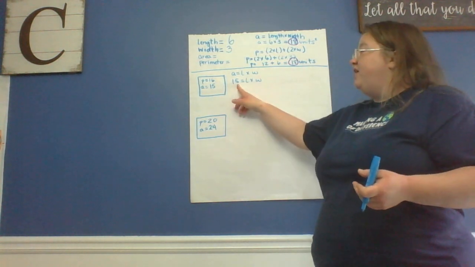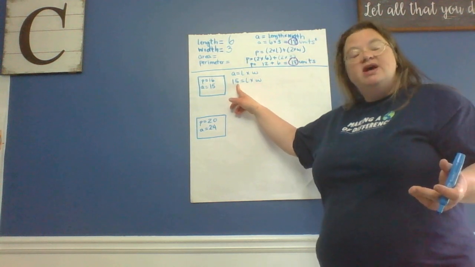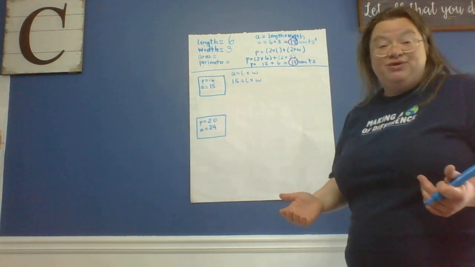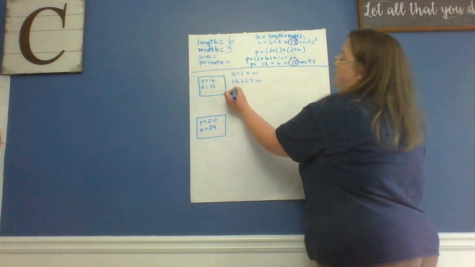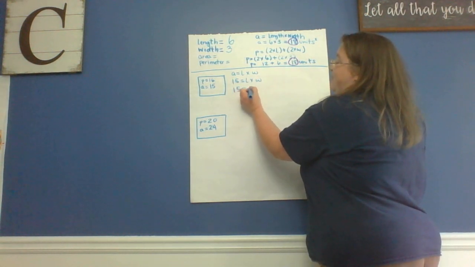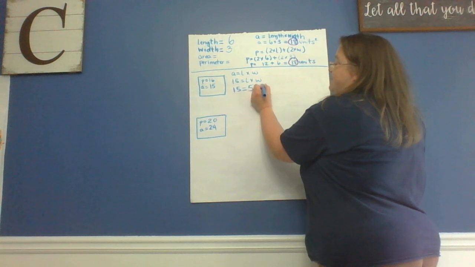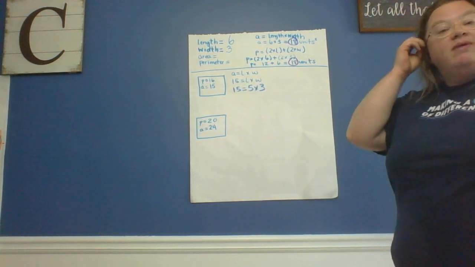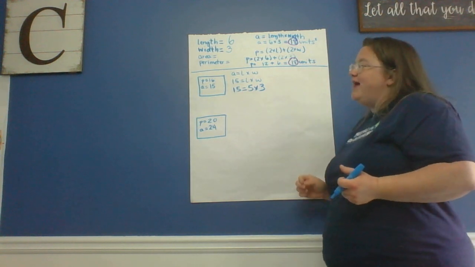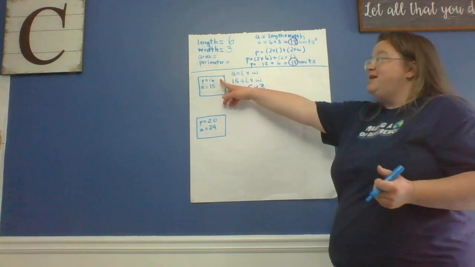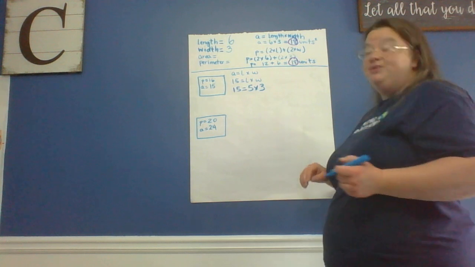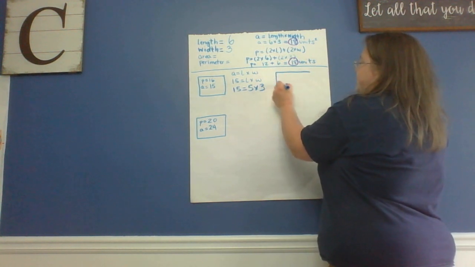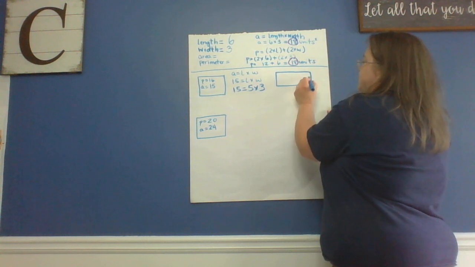Now, I see a 5 here, which should be a clue that this is a multiple of 5. So I know my 5s really well. So I know that this could be 5 times 3. Okay? So I'm going to draw a rectangle that has a length of 5 and a width of 3. And I'm going to see if the perimeter is equal to 16. So I'm going to do it kind of like the one we just did.